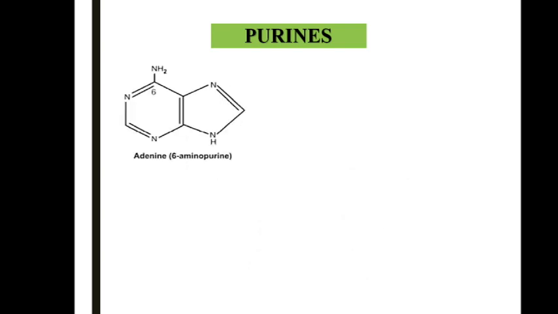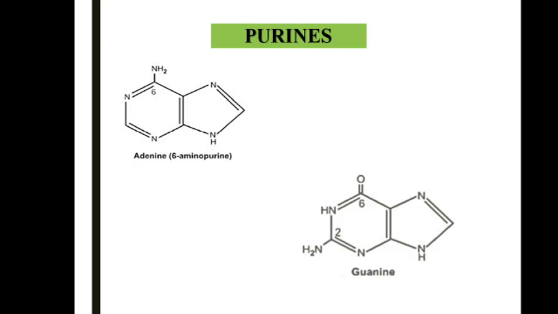Let us look at the individual structures. When you look at the adenine purine ring, it has an amino group at the 6th carbon atom. Hence it can be called 6-amino purine. Look at guanine. What is the difference? At the 6th carbon atom there is an oxygen, and there is an amino group at the 2nd carbon atom. That is 2-amino 6-oxypurine.